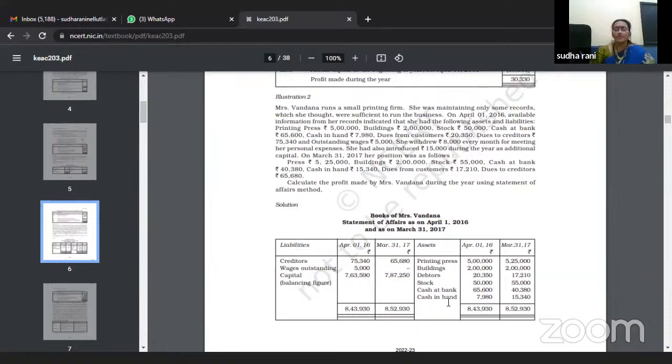The difference between these two, asset minus liability for the end and beginning of the year, is going to be the capital. So that's how you get the capital at the beginning of the year and the capital at the end of the year, right?